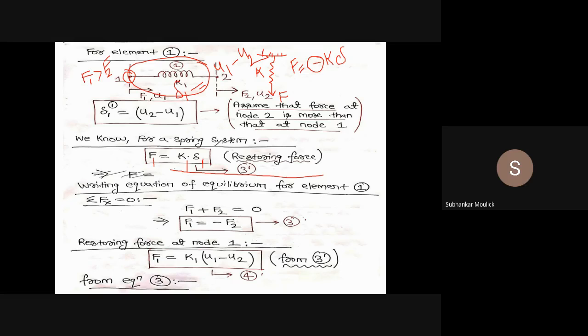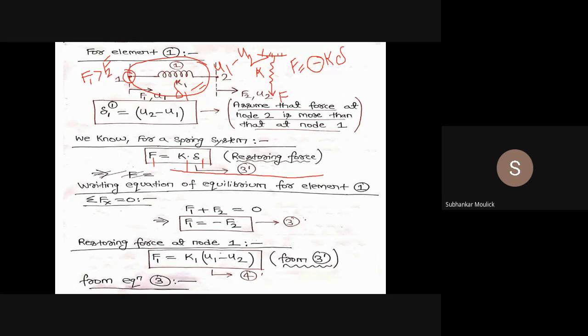So I can write F1 is equal to K1 into delta 1. And this delta 1, that is the linear displacement for element 1 from node 1, is U1 minus U2, which is equation number 4. Is it okay? Any doubt so far till equation number 4? No, sir.